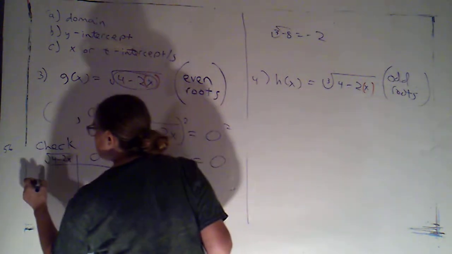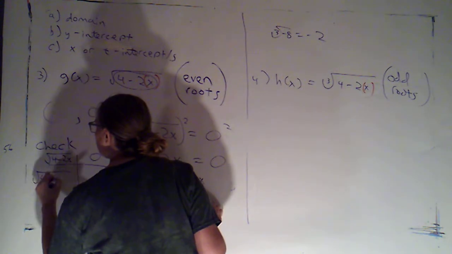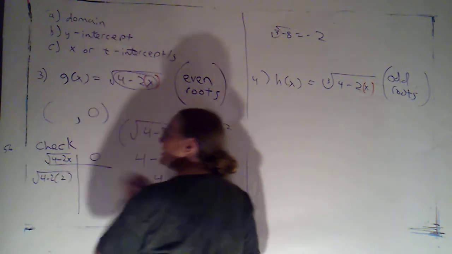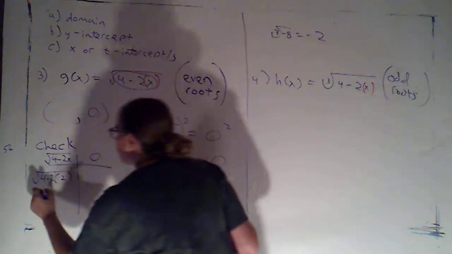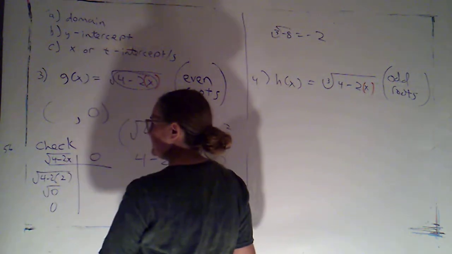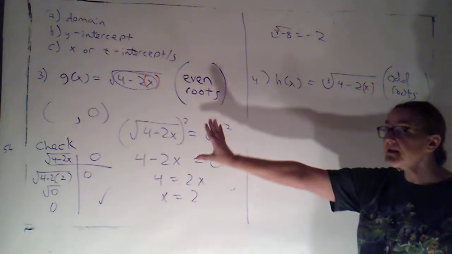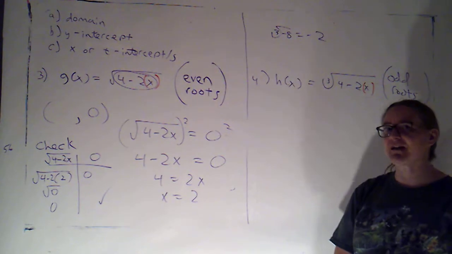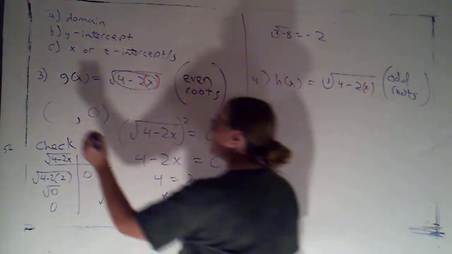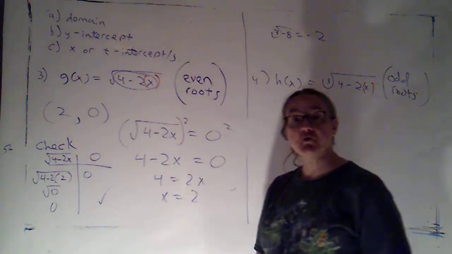So if I plug in 2, this becomes the square root of 4 minus 2. I'm plugging in 2 as my input here. That becomes the square root of 0, which is 0. The right-hand side was 0. That does check. But it is necessary, if you've raised both sides of an equation to an even power, to check it. So we get (2, 0) here.